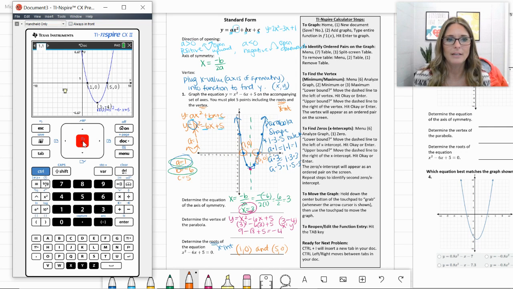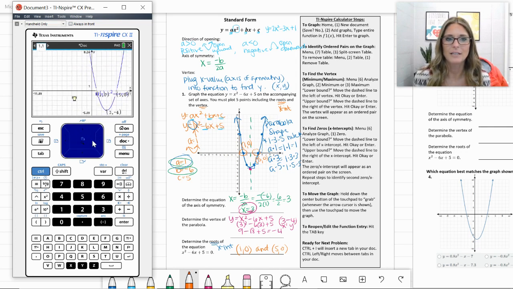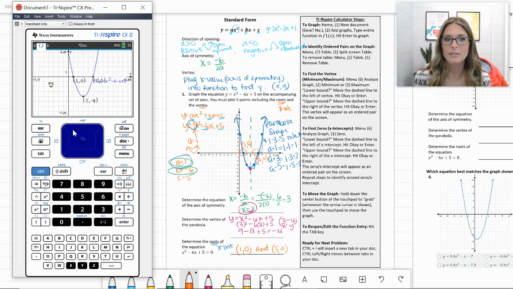If I hold down the center button, it's going to turn to a grab, and then I can move using the touchpad. So if you ever need to move your graph around, you can do that, and then you just hold the button again to release it back to a cursor.